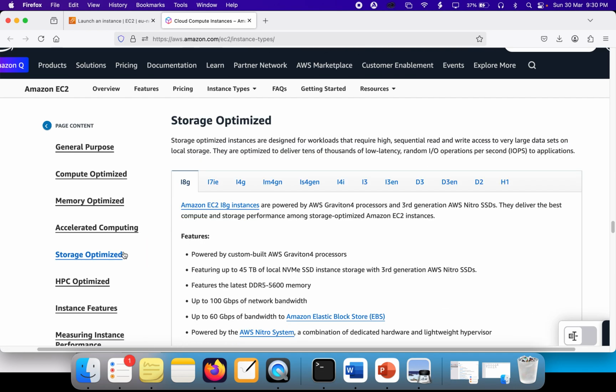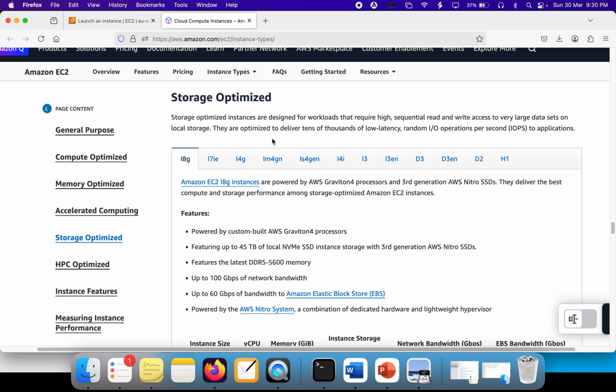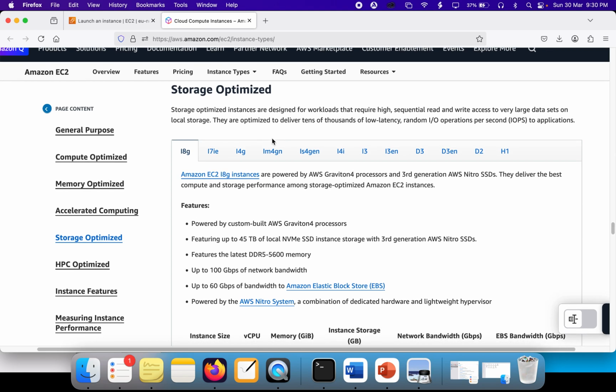Okay, so then this one is storage optimized. If you're using any kind of database related instances, if you're trying to keep a large amount of data in your EC2 instance itself, or if you're using instances for logging purposes, storage optimized can be used. Or if you want higher IO rates, some database operations, input output operations per second, then you can go with storage optimized instances.